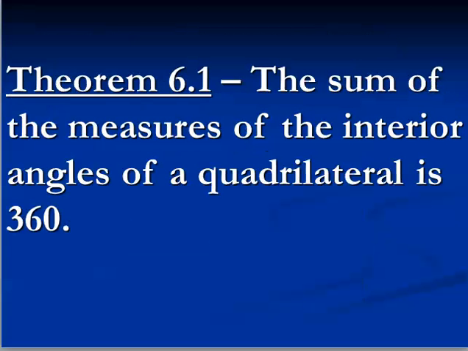We are going to work with a few theorems in Chapter 6. Theorem 6.1 says the sum of the measures of the interior, the inside angles, of a quadrilateral, a four-sided figure, is 360 degrees. So I can give you any type of quadrilateral, give you 3 of the angles, and ask you to find the fourth one because they're all going to add up to 360 degrees.